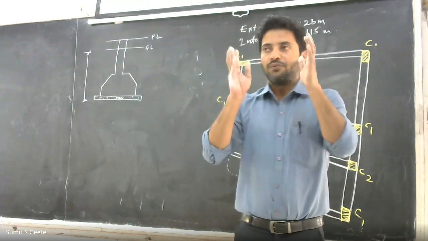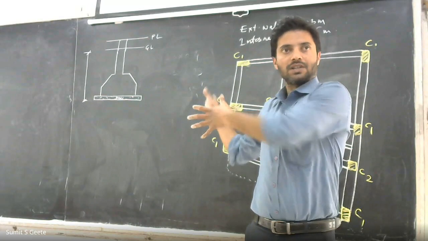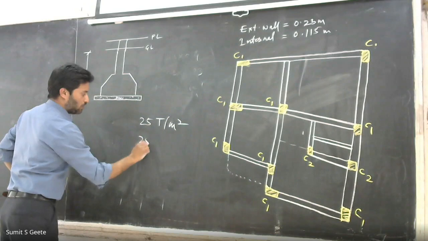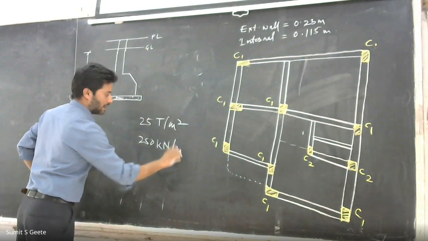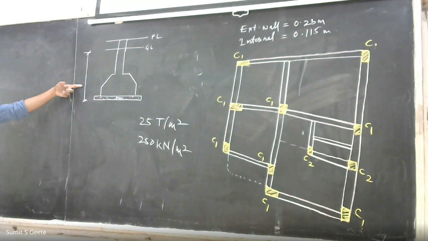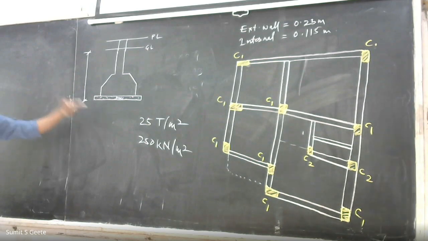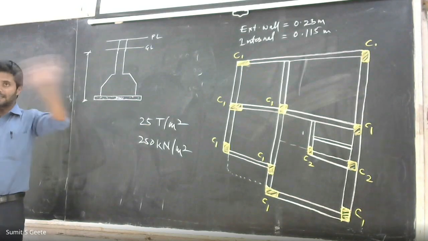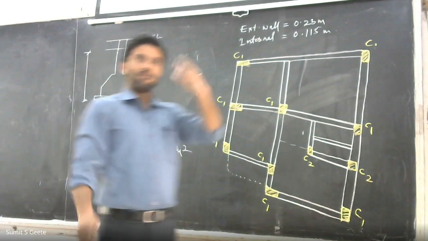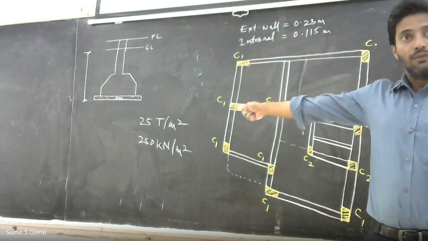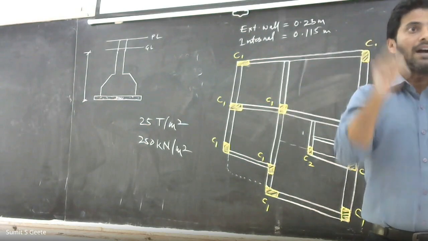Understood? If you are designing this particular foundation for suppose 25 ton per meter square or say 250 kilonewton per meter square, then what does the structural designer write in their drawing here? This is the depth of excavation, and you have to excavate till you reach this bearing capacity. It is not necessary that you will reach that bearing capacity at say 1.5 meter, 2.1 meter, 4.8 meter, whatever. So why are they writing in this way? To safeguard themselves.